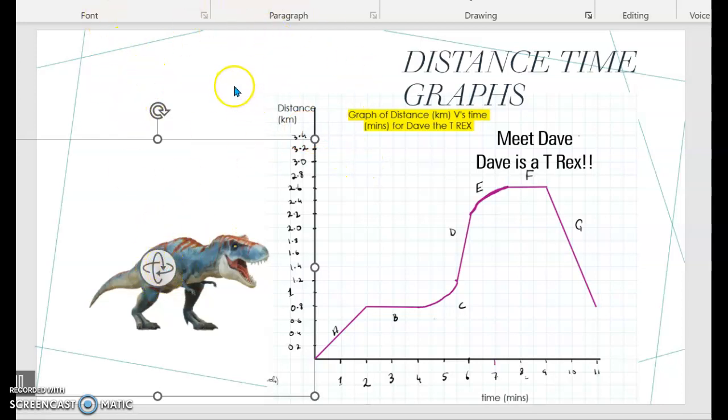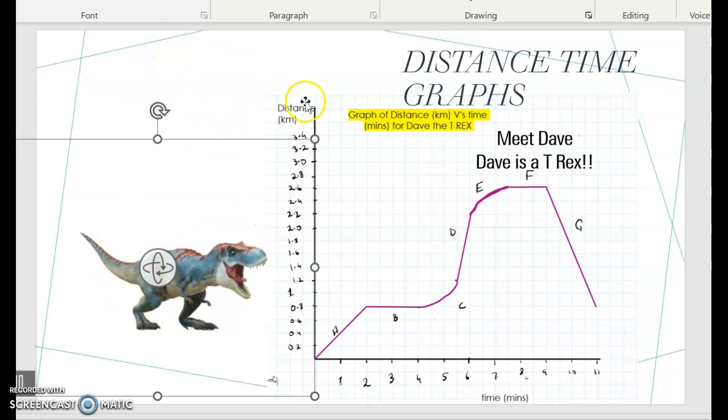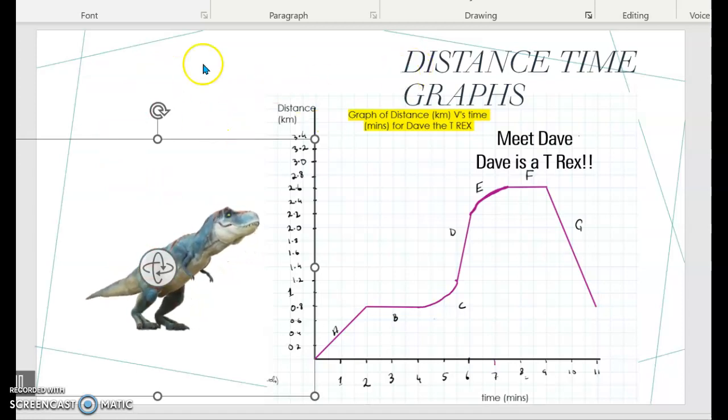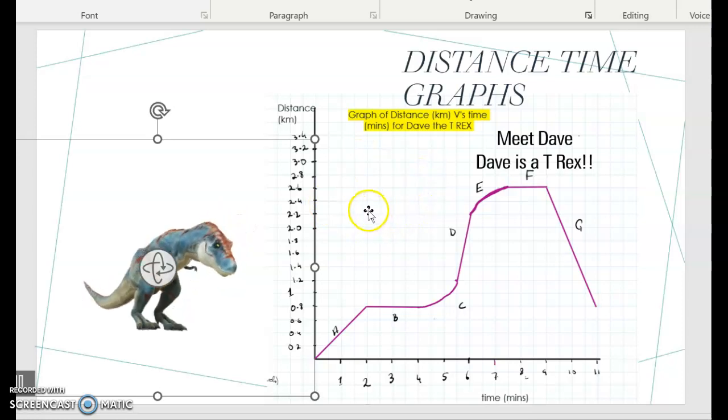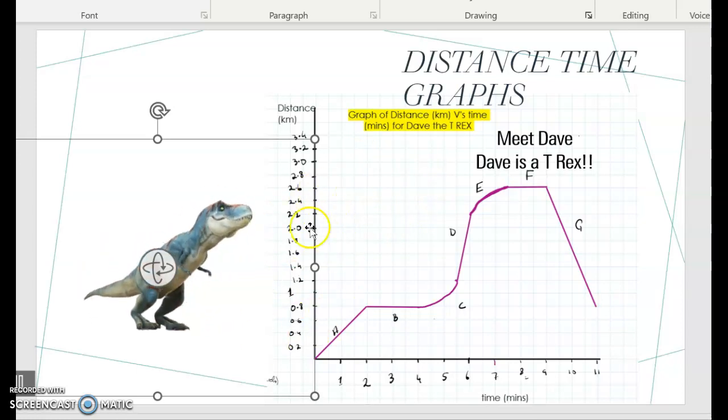Okay, so this whole section is on distance time graphs, and more specifically it is on representing motion. So I'm guessing you probably feel something similar to Dave here. Dave is a T-Rex. He doesn't particularly like distance time graphs. He finds them really annoying, so he's always shouting at them, but that doesn't really help.